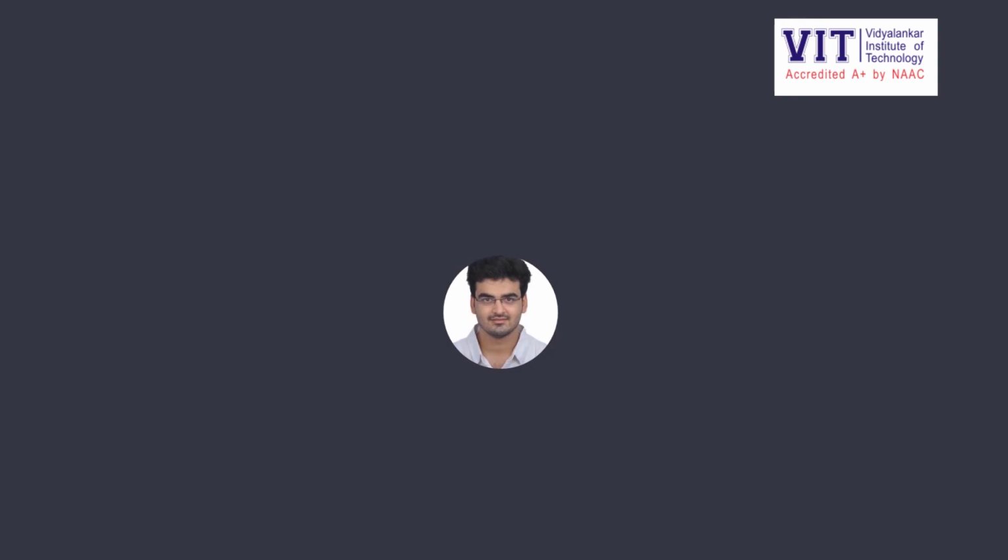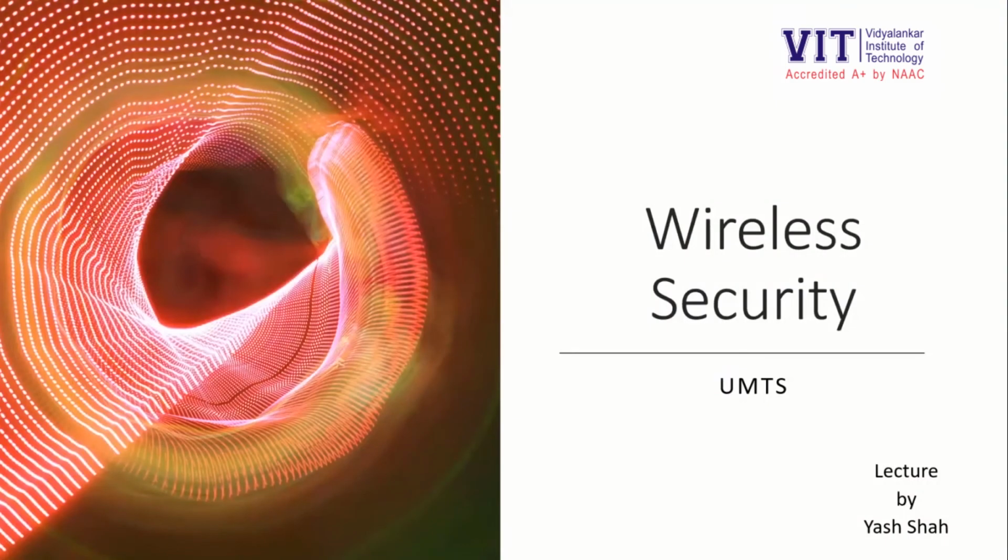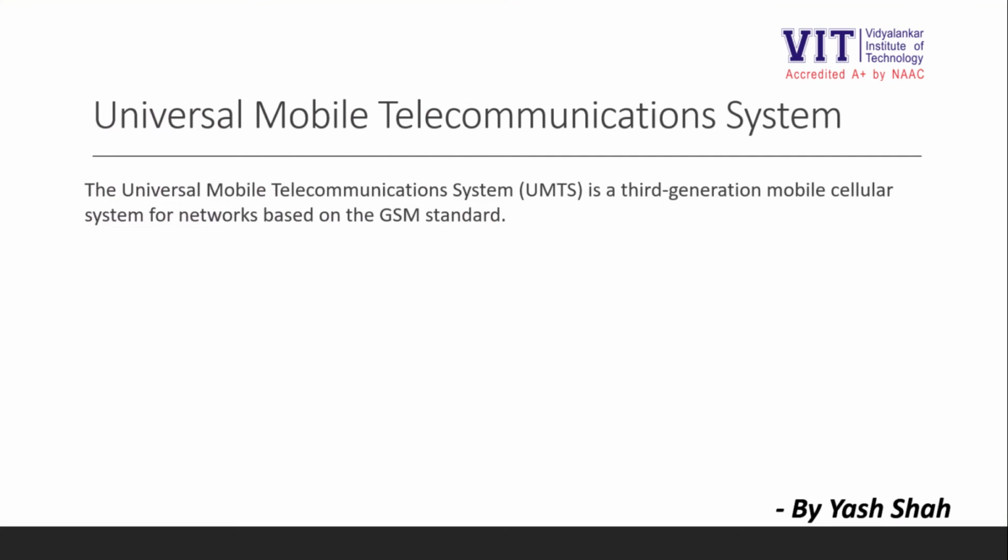So in today's session, we will see the second wireless technology and the security aspect of it. The second wireless technology is UMTS. UMTS is Universal Mobile Telecommunication System. It is a third generation, that is 3G, mobile cellular system, and it is an extension of the GSM standard itself.